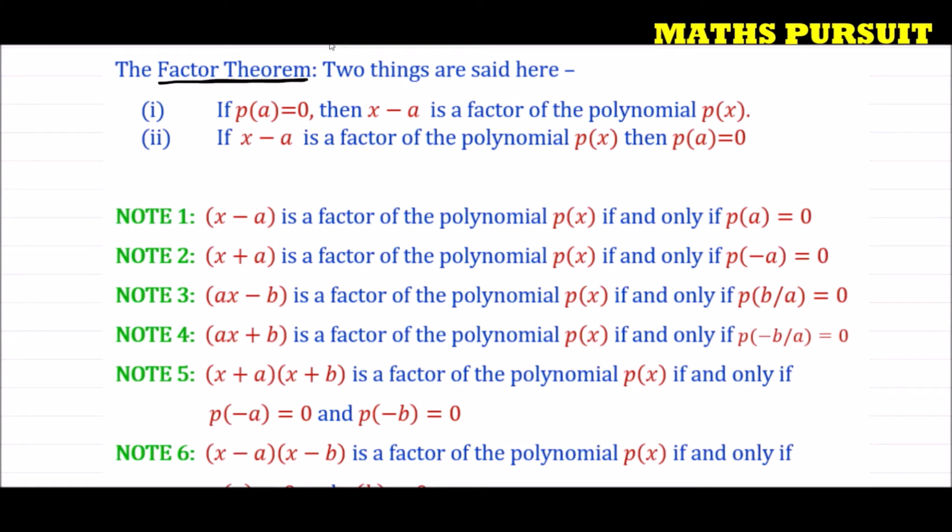What is the factor theorem? Here the factor theorem says two things. If P(a) is equal to 0, then x minus a is a factor of the polynomial P(x). This is one conclusion, and this below one is the next conclusion. If P(a) is equal to 0, then x minus a is a factor of the polynomial P(x). And the other way, if x minus a is a factor of the polynomial P(x), then P(a) is equal to 0. We need to keep these two things in mind.